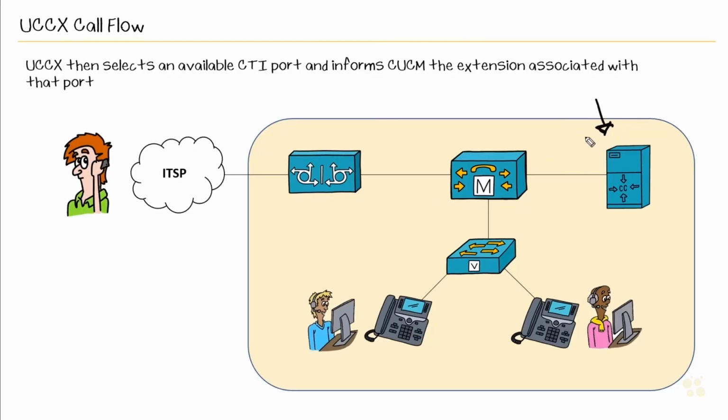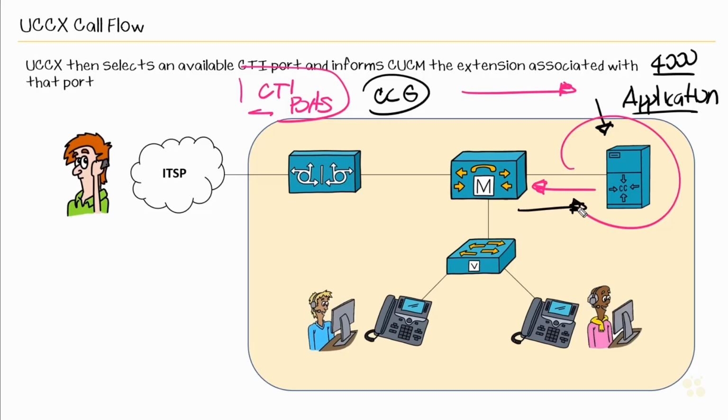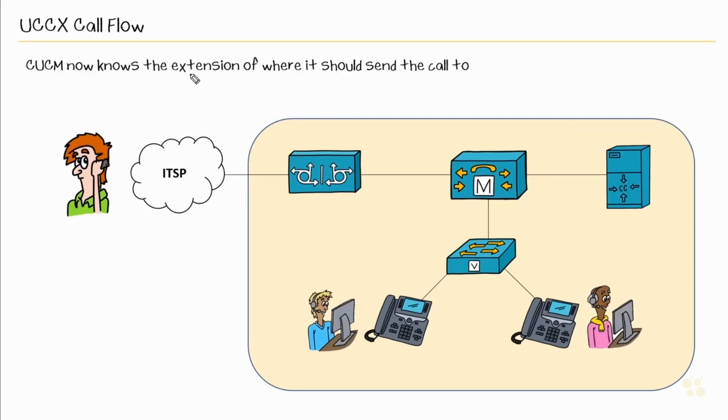So next, Contact Center Express looks at an application that it has configured on the server, and that application has that trigger associated of 4000 in our example, and it then looks for a call control group that's associated with that application. And remember that call control group contains a list of CTI ports. So then CCX finds an available CTI port, then replies to CUCM with the directory number of this CTI port, and at this point CUCM can begin to set up this call between itself and Contact Center Express.